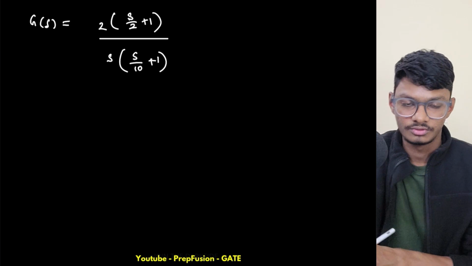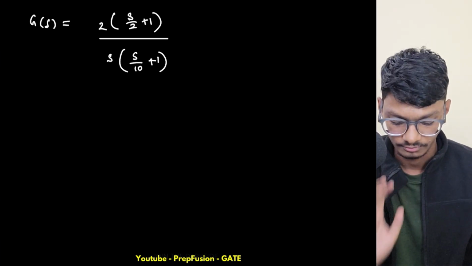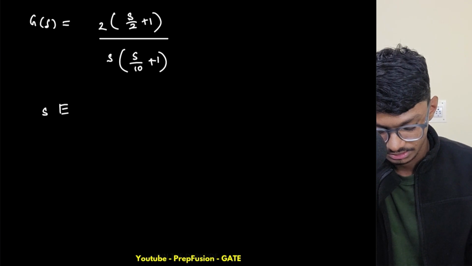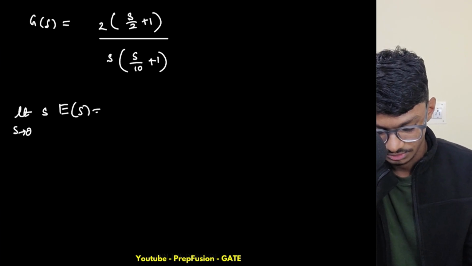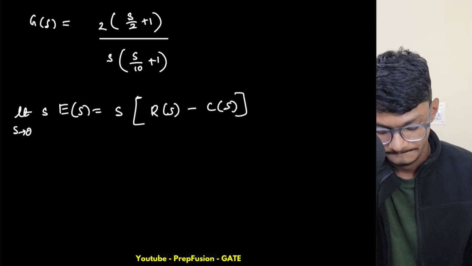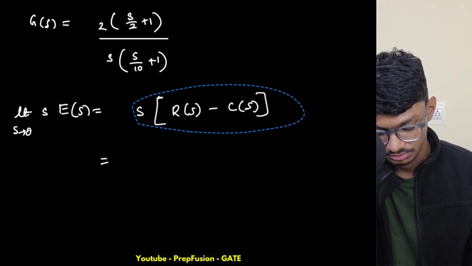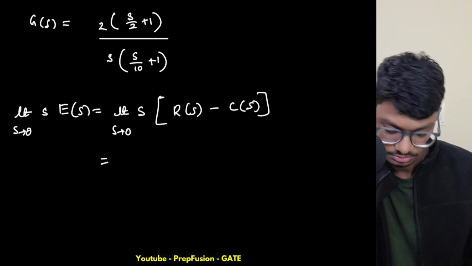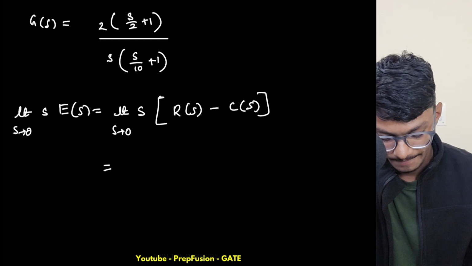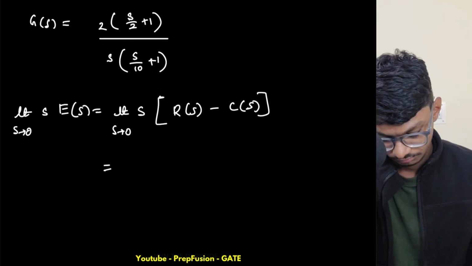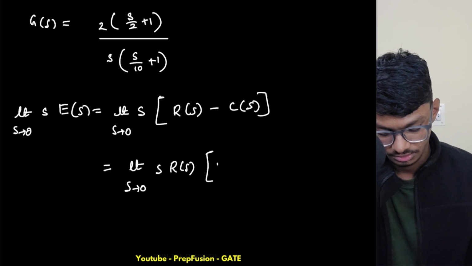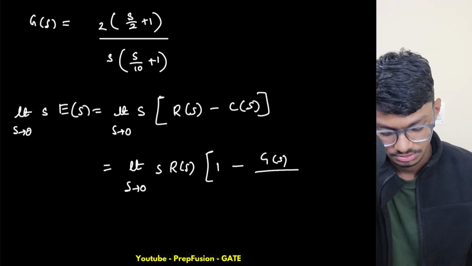Now obviously, what is the steady state error formula? If you remember from the block diagram, I'm not drawing the block diagram, for a negative unity feedback system it is very simple. The steady state error is limit s tends to 0 of s into E of s, which equals s into R of s minus C of s. Okay, C of s is the output. Now if we take R of s common, we have limit s tends to 0 of s into R of s into 1 minus G upon 1 plus G.